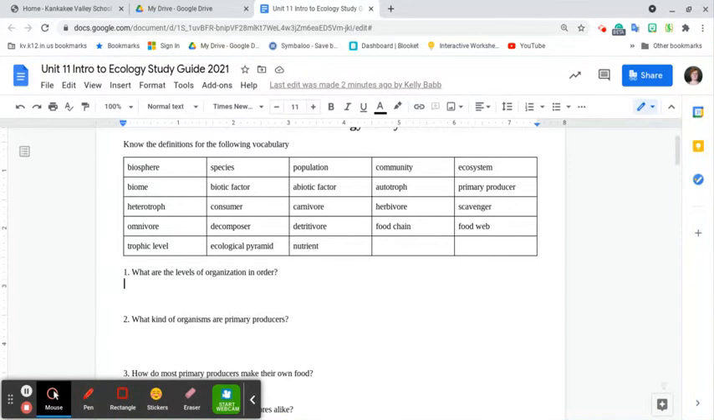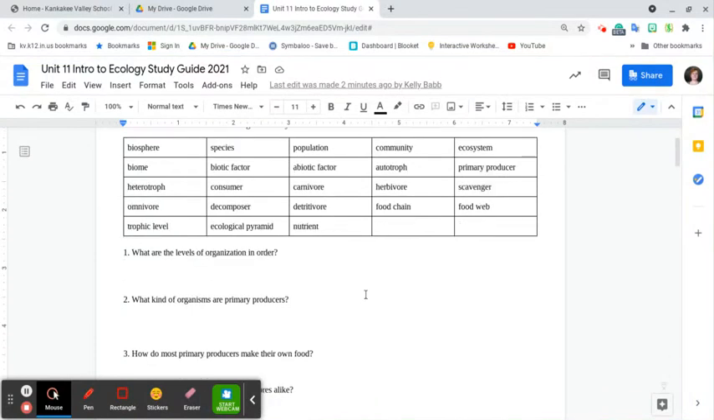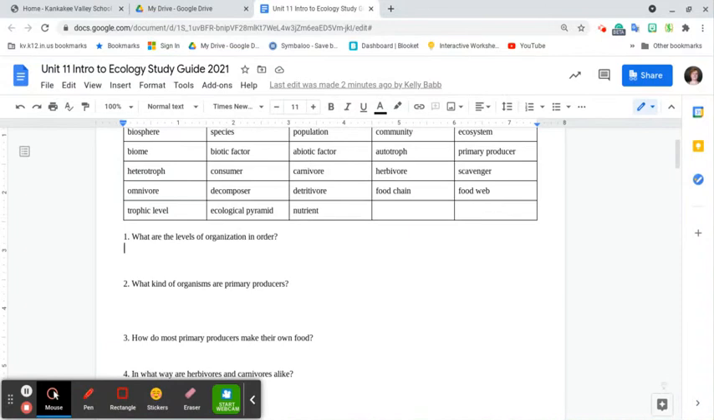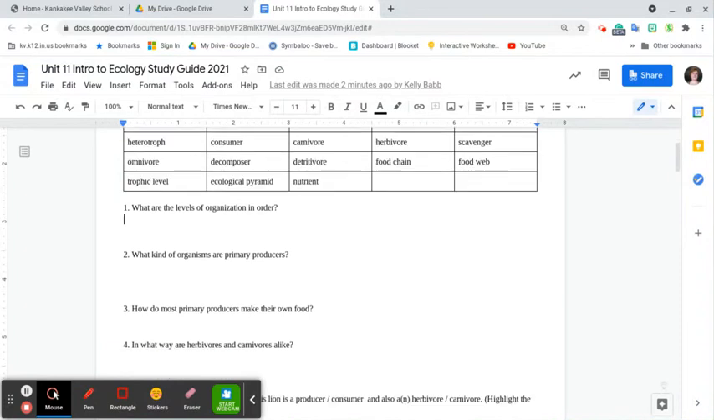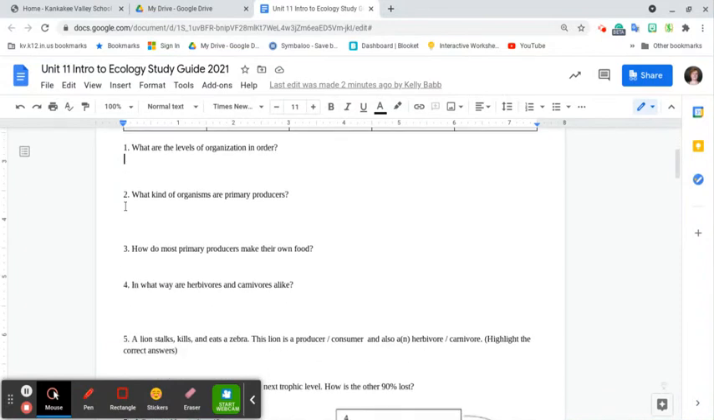What are the levels of organization and order? This is talking about the primary producer, the primary consumer, the secondary consumer, the tertiary consumer, and the quaternary consumer. So we did that with the food webs and food practice. You might want to go look at those words again if you need to.